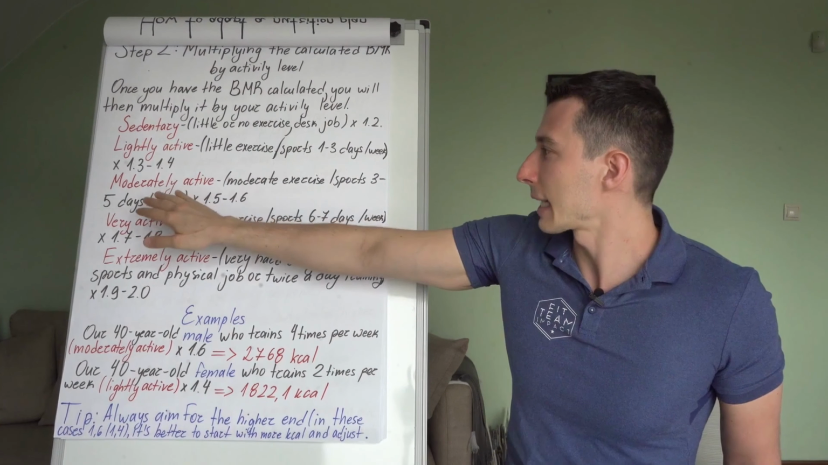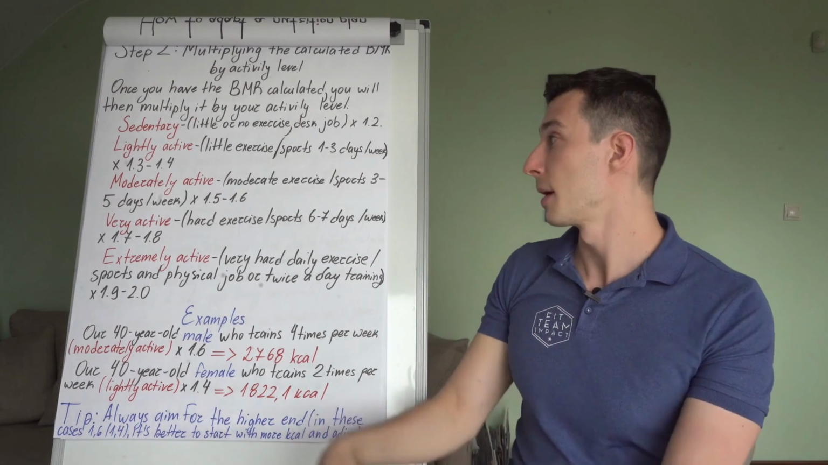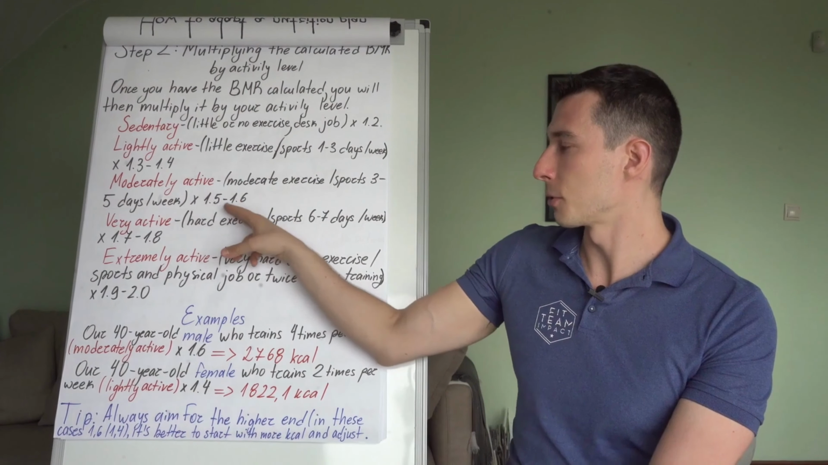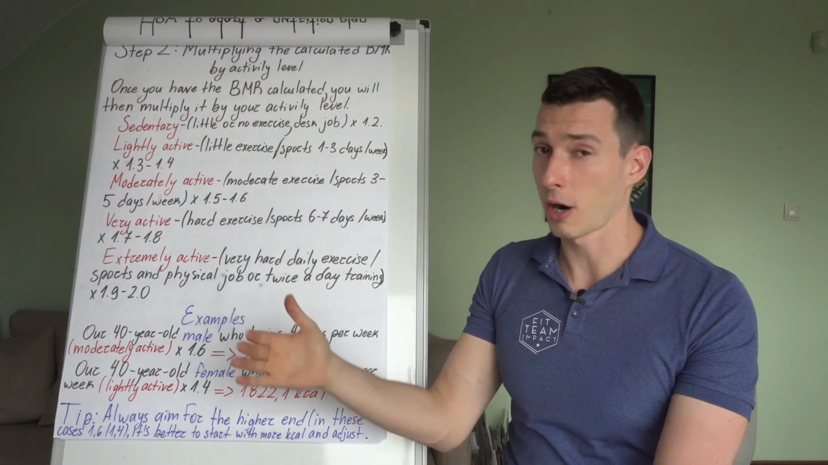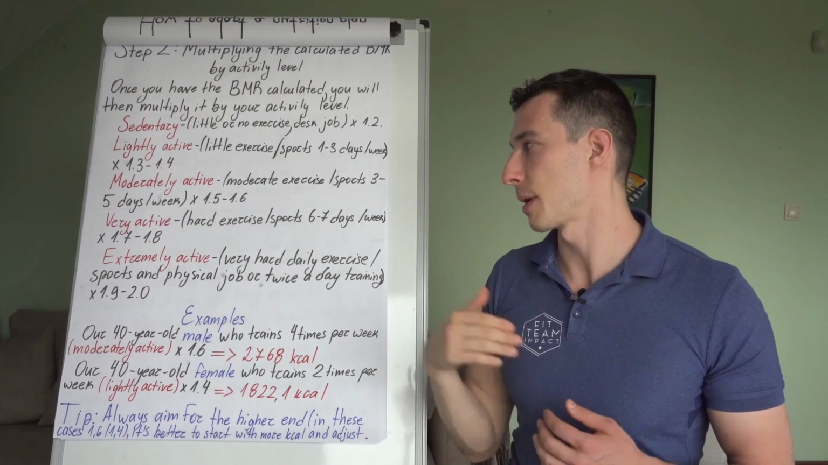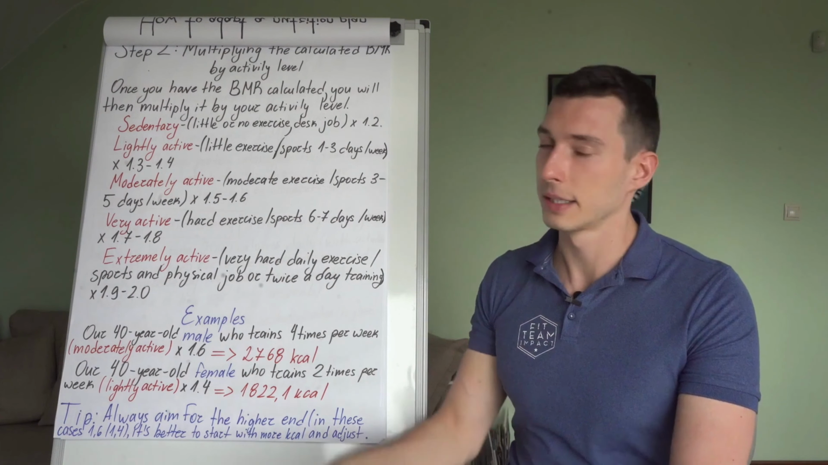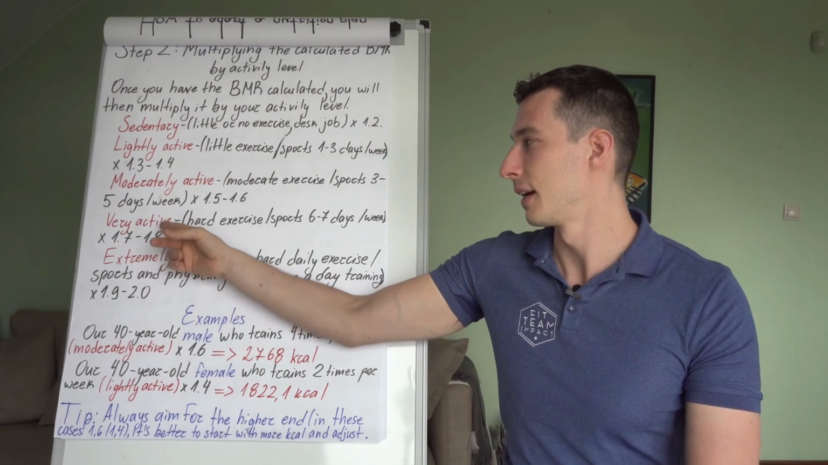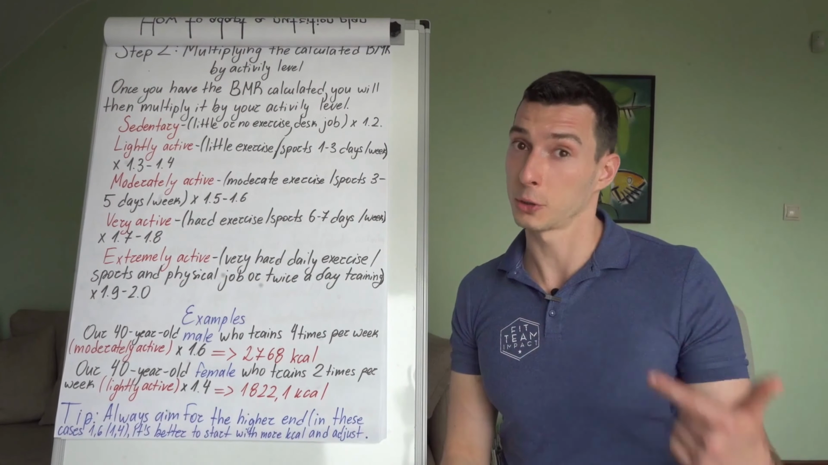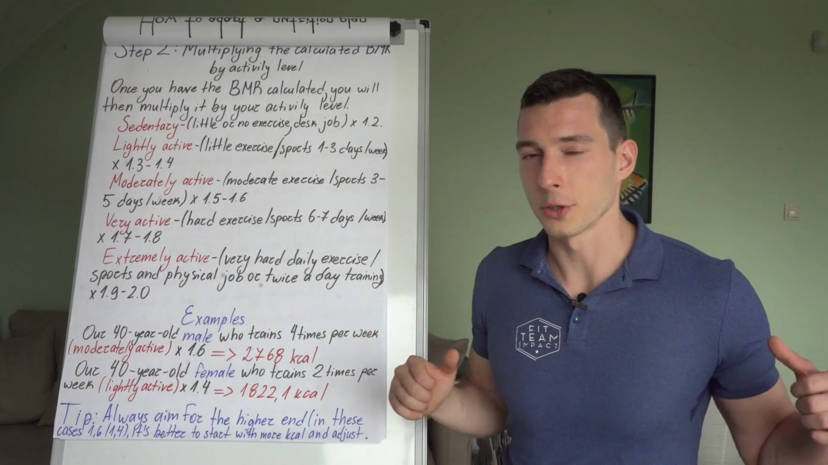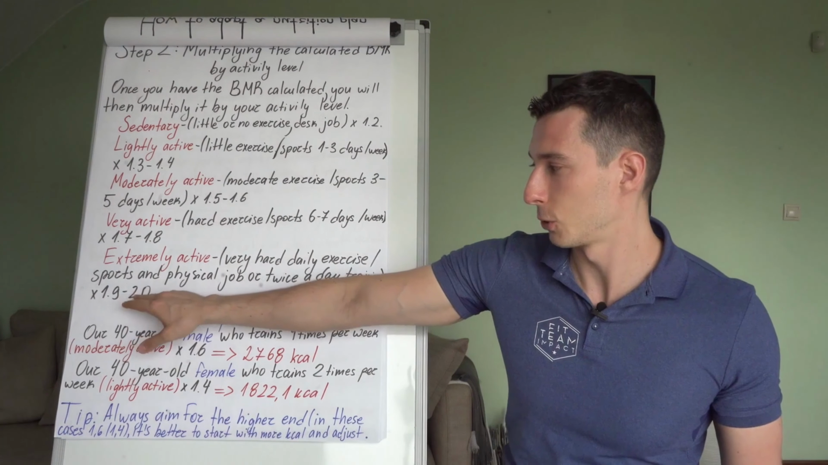Now, if you're moderately active, meaning that you do sports 3 to 5 times a week and you have a desk job, you fall into that category and you multiply by 1.5, 1.6. If you're very active, meaning that you're doing hard exercise, you're lifting weights, you're maybe doing some cardio as an extra, and you do sports 6-7 days a week, that's 1.7 to 1.8. Now, if you're extremely active, if you have a very strenuous job, or you're doing 2-a-day workouts, or you're lifting for performance, you want to multiply your BMR by 1.9 to 2.